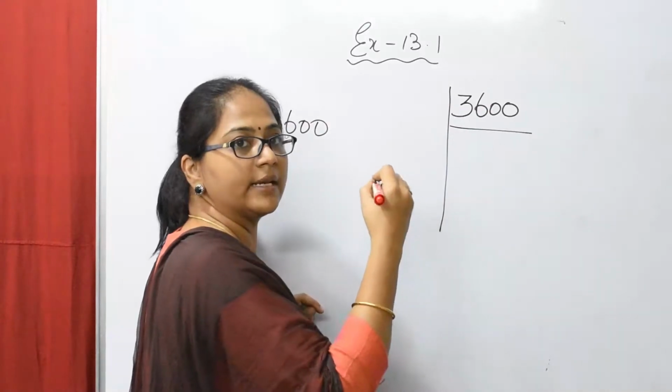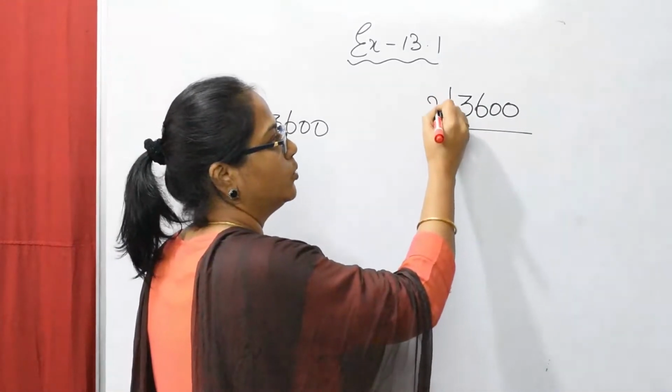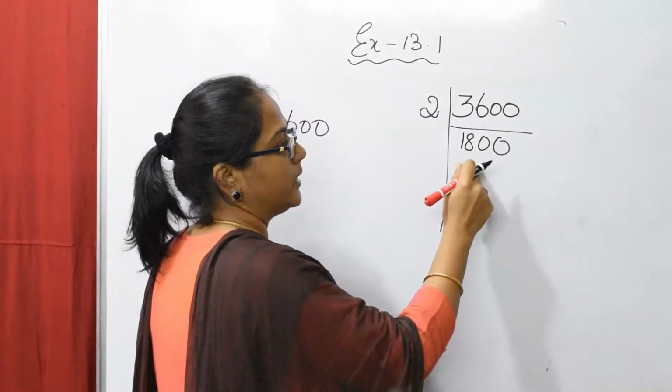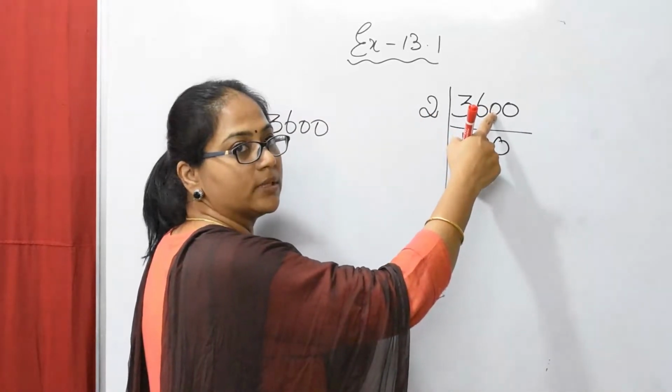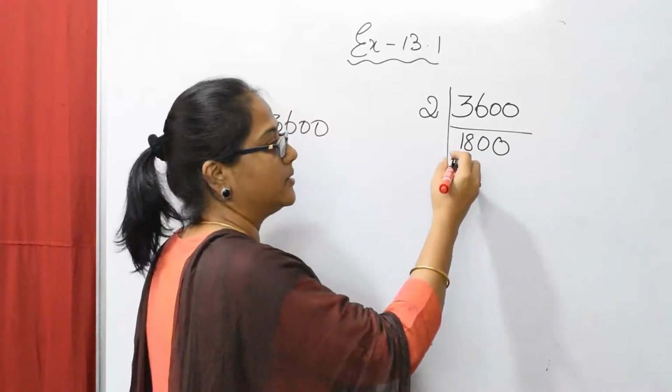So first let us start with 2, the smallest prime number. 3600 divided by 2 will get 1800.